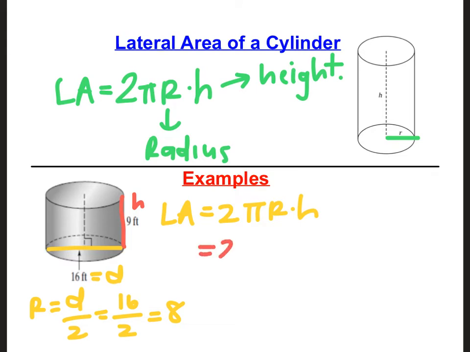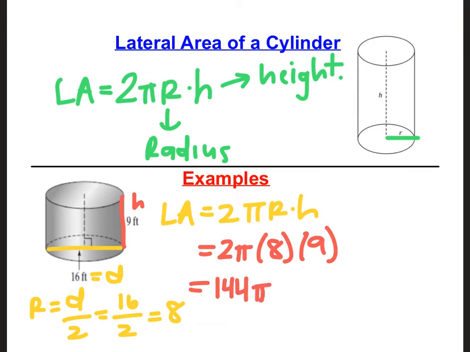So if we plug this in, we have 2 pi times our radius, which was 8, times our height, which is 9. And we're going to go ahead and start by multiplying all those numbers together. So I'm going to do 2 times 8 times 9, and I get 144 pi. Now, hopefully we've already talked about leaving things in terms of pi. If it asks you to have it in terms of pi, this would be your answer. Don't forget your units. It's going to be feet squared.